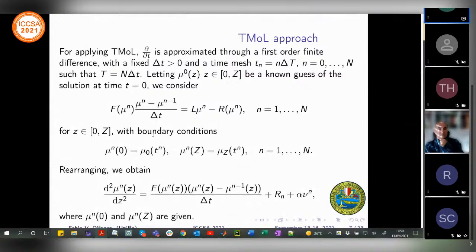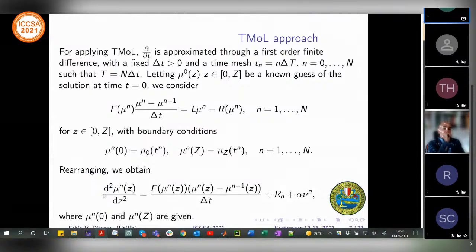Just expressing and rearranging terms, we end up, as I anticipated at the beginning, with a second-order differential equation in mu n equal to some vector field plus some forcing term, Rn. The initial condition at time t equals 0 makes the right-hand side well posed. We know everything for every n from 1 to capital N, and the boundary conditions at z equals 0 and z equals capital Z make our discretized second-order differential equation, which is now an ordinary differential equation, a boundary value problem.